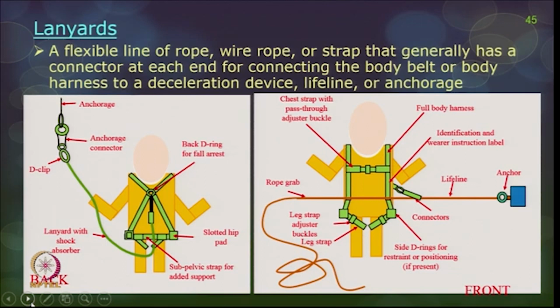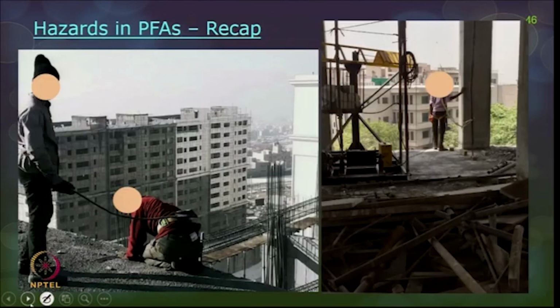So what is a lanyard? It is a flexible line of rope, wire rope or strap that generally has a connector at one end for connecting the body belt or the body harness to your lifeline or anchorages. The parts are all given here. This is a full body harness from where you have the lanyards connected to your lifelines, this is an anchor point, and this is a rope grab. The rope grab primarily helps you to adjust the length of your lifelines. There are other adjusters at every point, all given here.